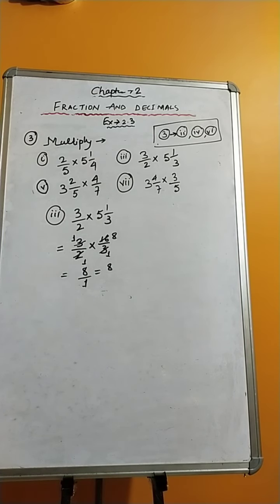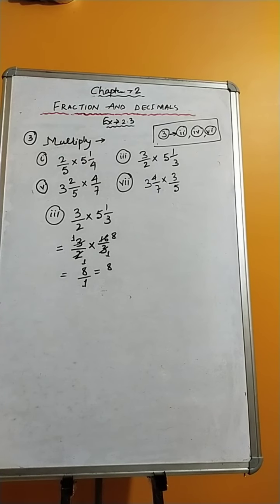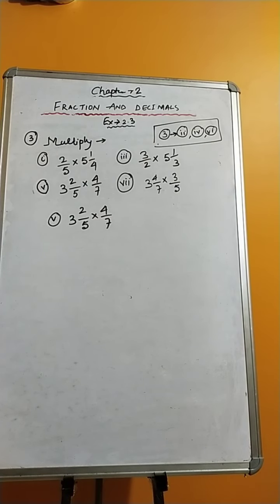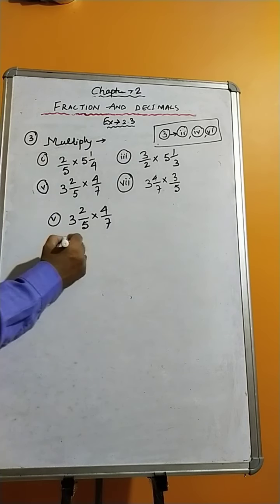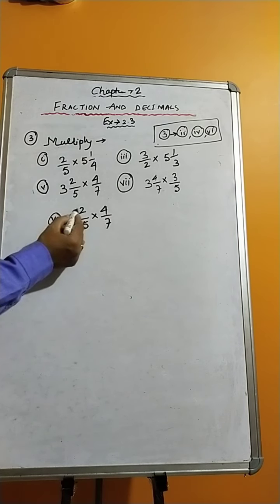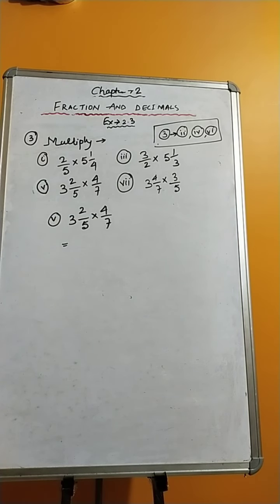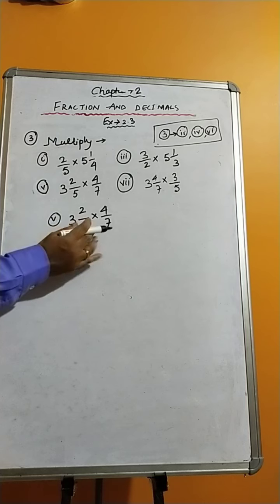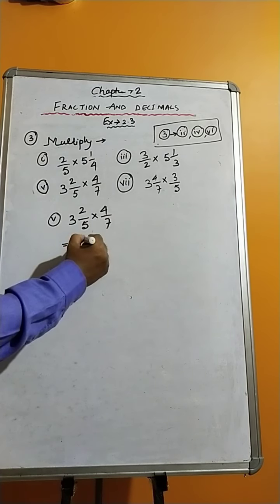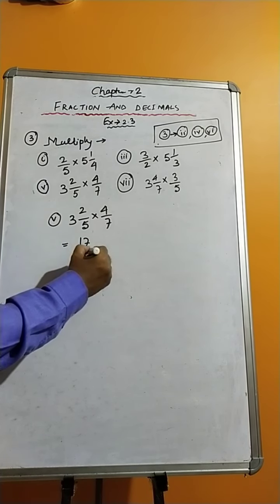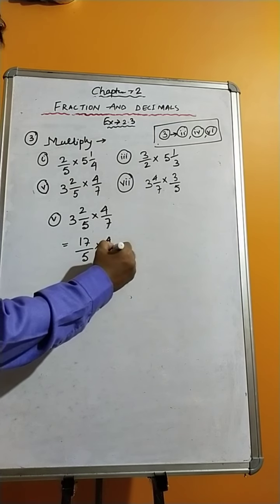Okay, so let's move on to sum number 5. So students, this is sum number 5. Now the first fraction is in the mixed fraction form. So the first thing we do, definitely, is convert this into improper form. So 5 3s are 15. 15 plus 2 is 17 by 5 into 4 by 7.